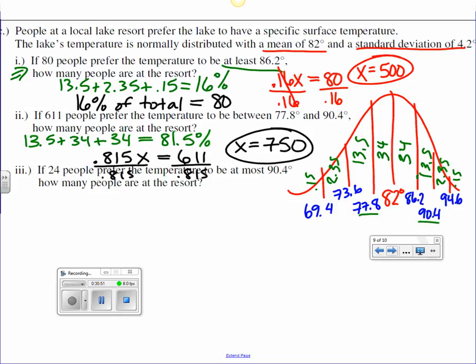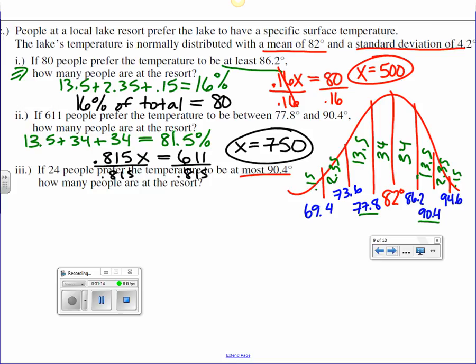All right. If 24 people prefer the temperature to be at most 90.4, how many people are at the resort? Autumn, what does it mean by at most 90.4? Good. That's as far as you can go over. So here's 90.4. It's everything to the left.